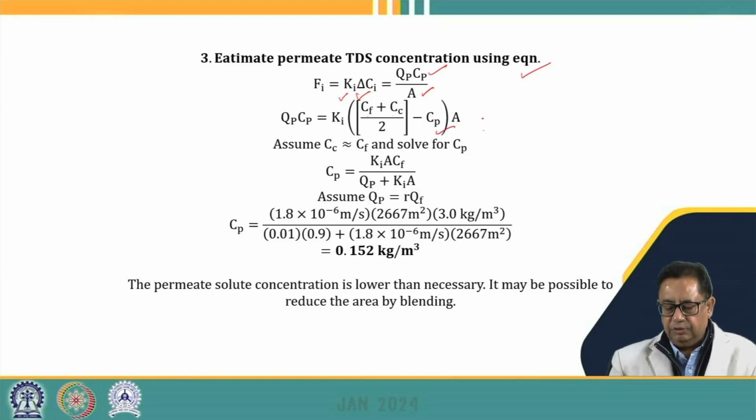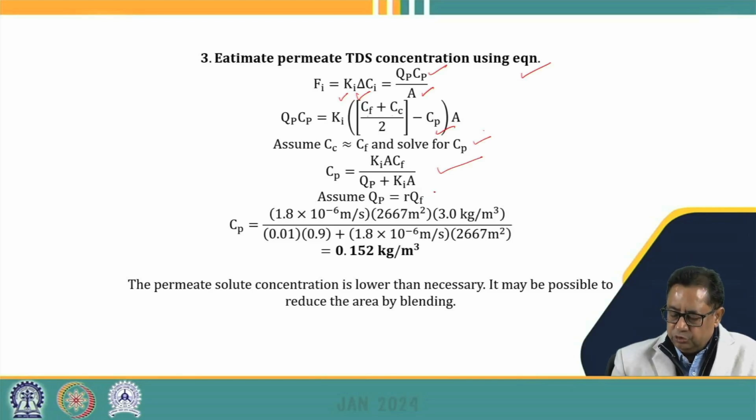So this gives us the total mass that is basically going into the concentrate. And here you have to assume that the concentration in the concentrate is equal to the concentration in the feed. Then only we can solve this equation for Cp, the concentration in the permeate. Similarly, we also have to assume that the flow of the permeate is equal to the recovery times the flow of the feed. Okay, so this can be solved for the concentration of the permeate.